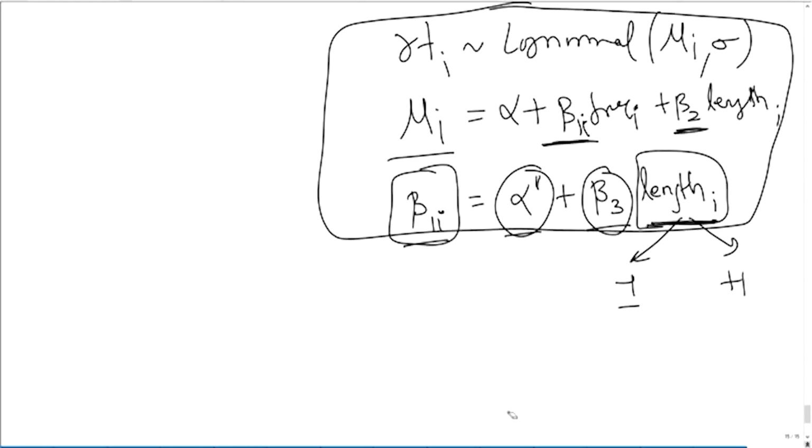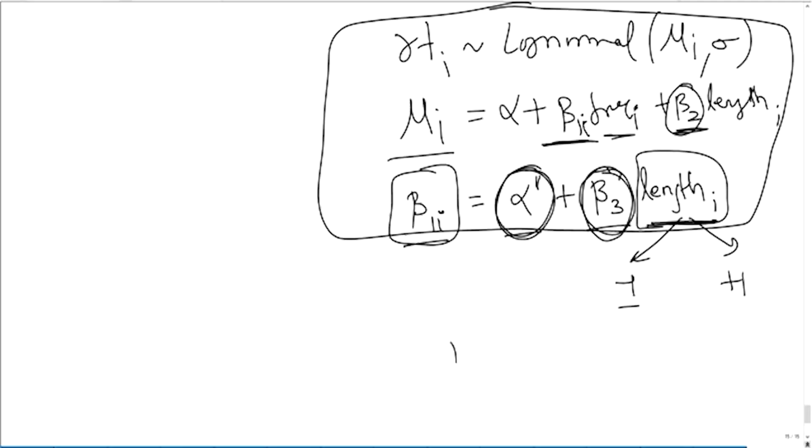So this is the model that tests hypothesis 1, what is the effect of frequency, using this parameter; hypothesis 2, what is the effect of word length, using beta 2; and hypothesis 3, which is about whether frequency effects are stronger in shorter words compared to long words, using this parameter beta 3.